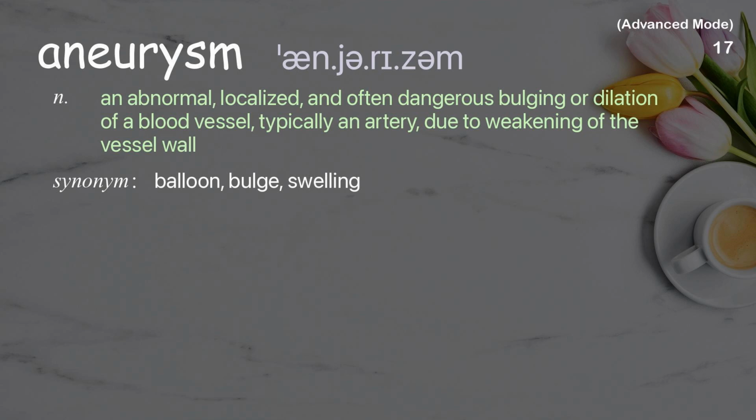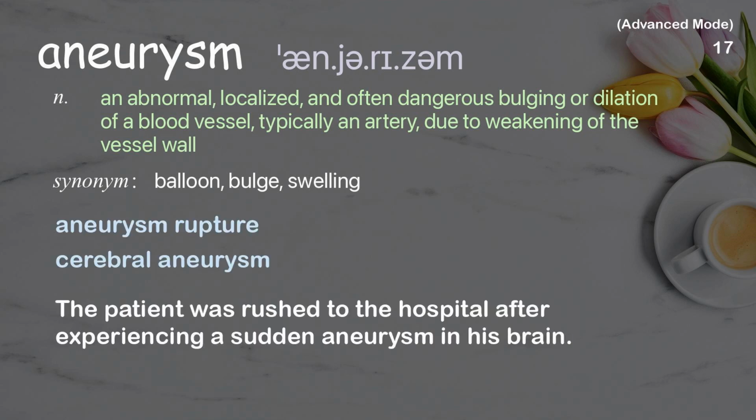Aneurysm. An abnormal, localized, and often dangerous bulging or dilation of a blood vessel, typically an artery, due to weakening of the vessel wall. Examples: Aneurysm rupture. Cerebral aneurysm. The patient was rushed to the hospital after experiencing a sudden aneurysm in his brain.